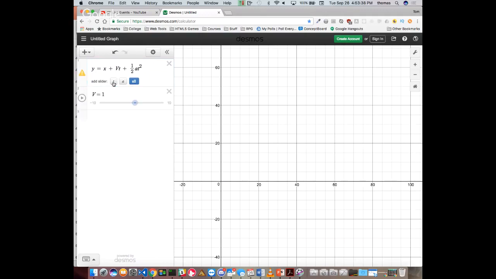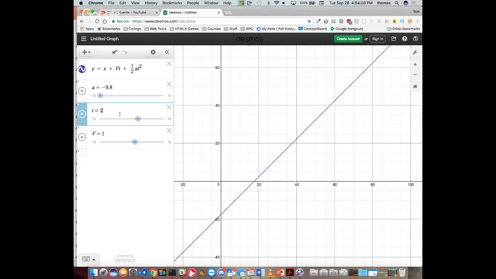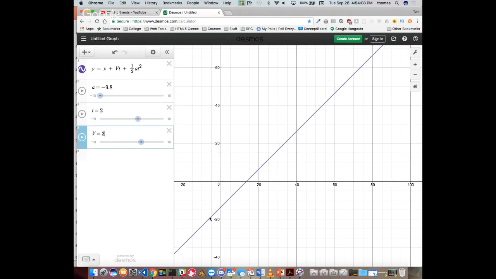If I have v, let's make a slider for v, right? And if I have t, I make a slider for t. And if I have a, I have a graph, right? So let's say that a is gravity, right? So we'll say that a is negative 9.8 meters per second squared, okay? And if I say t is 2, and my initial velocity is 3, you can see that I'm going to get a position graph, right?